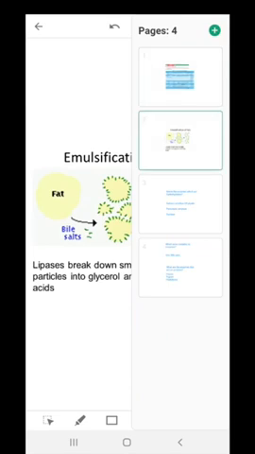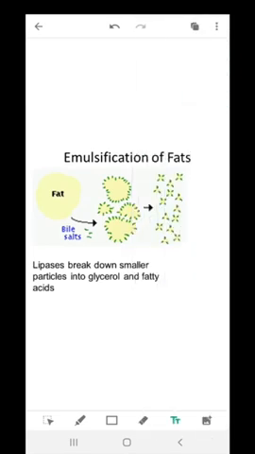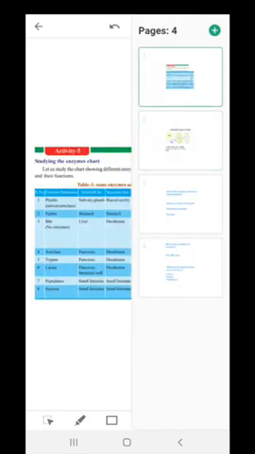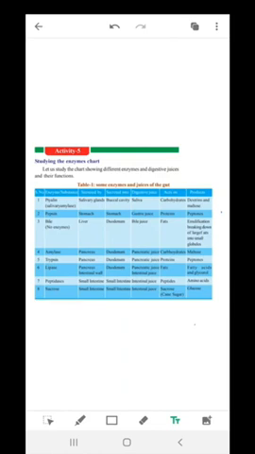So what is meant by emulsification? Emulsification is the conversion of large fats into smaller globules. That is known as emulsification. Coming to the next one, amylase. This amylase, it is also known as pancreatic amylase, secreted by pancreas into the duodenum. It acts on the carbohydrates, converts it into maltose.